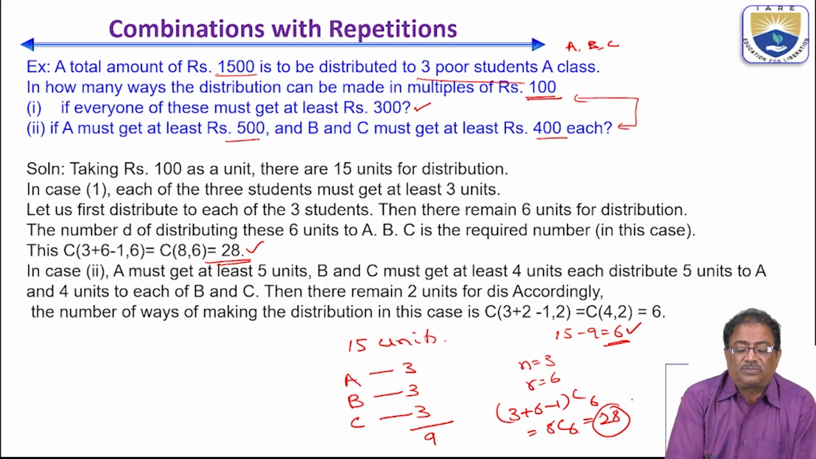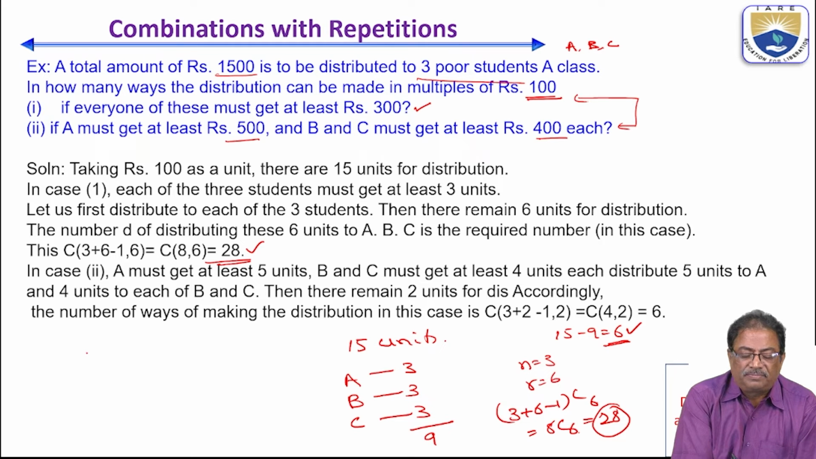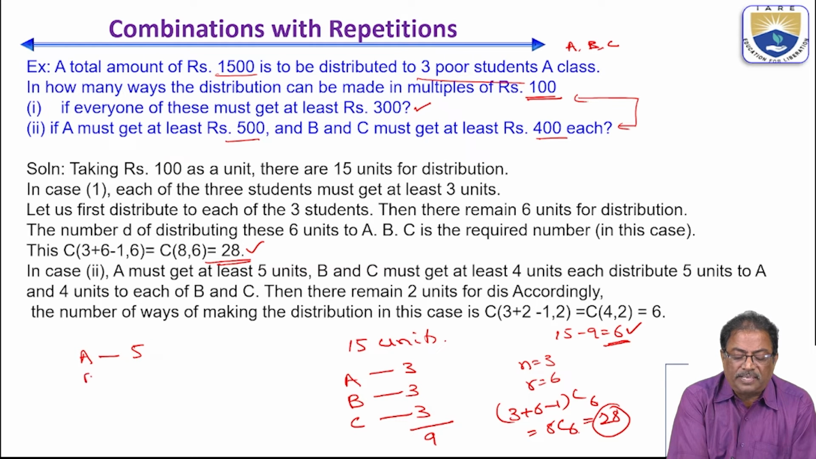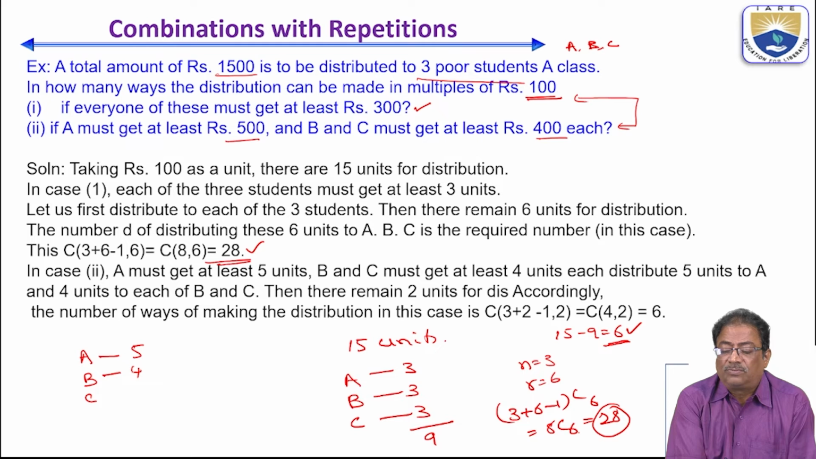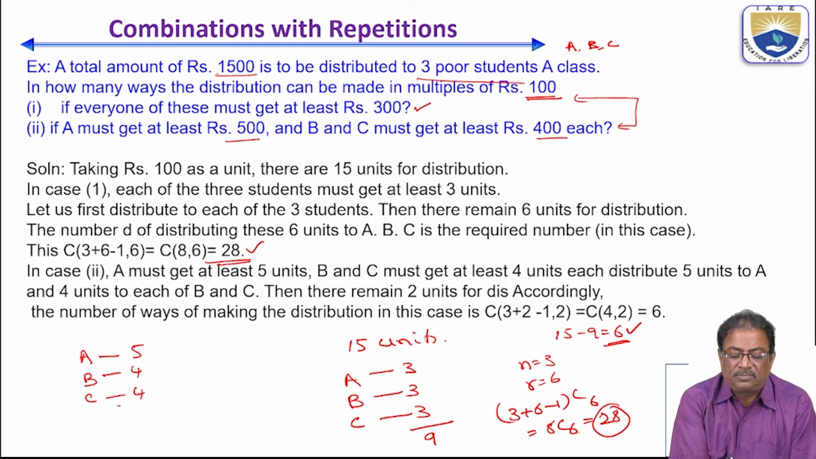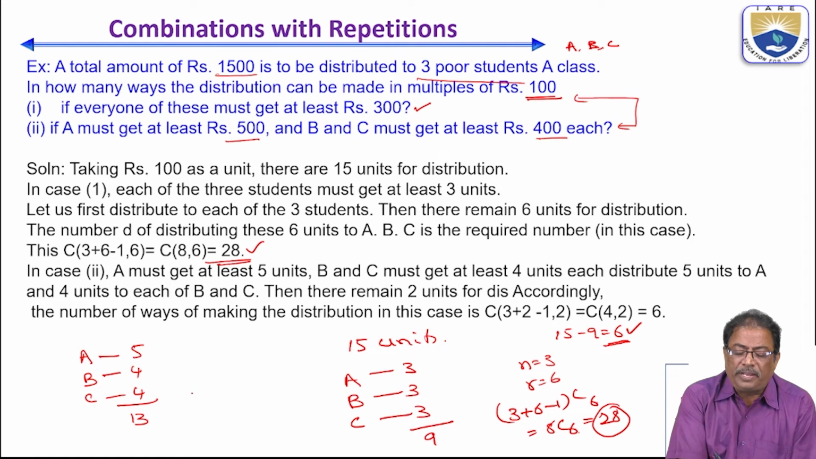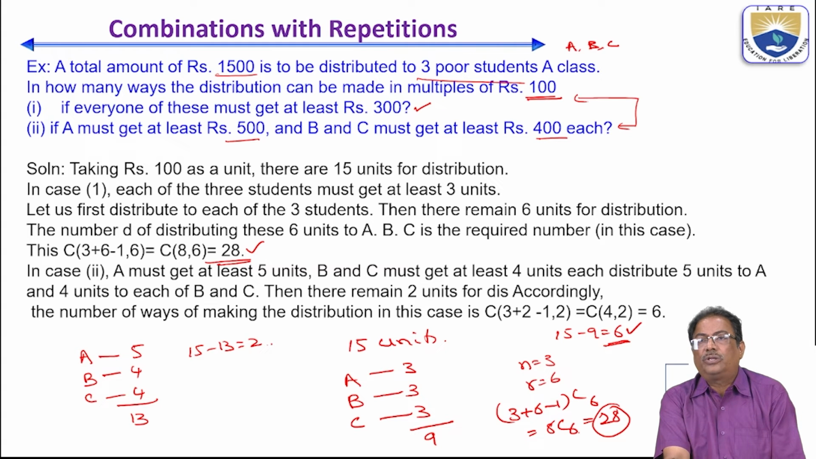Now that is the first one. And the second one is, A has to get 5 units, 500. B and C both get at least 400 each. So now 13 units are exhausted. Then the remaining units are 15 minus 13, only 200 rupees. That is 2 units. 2 units we have to distribute.